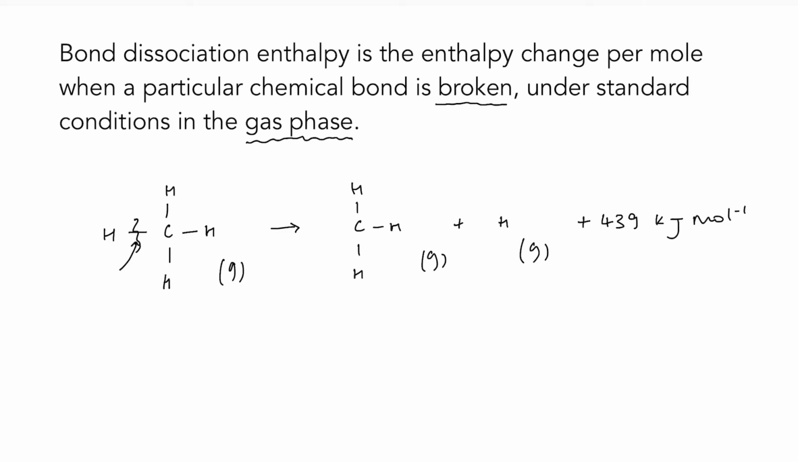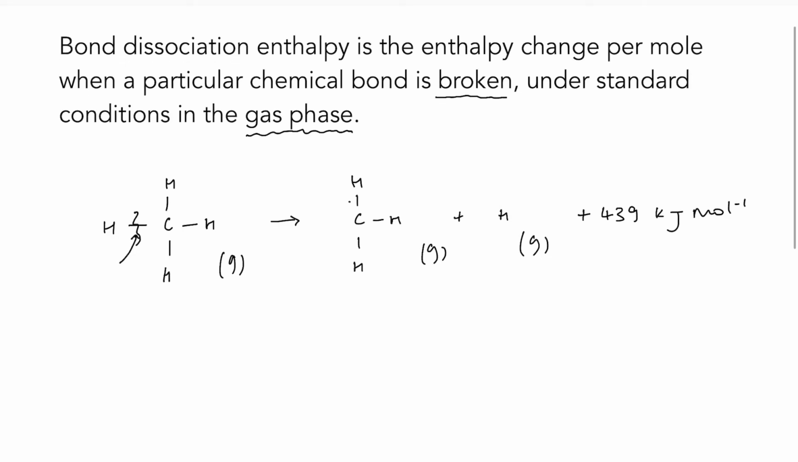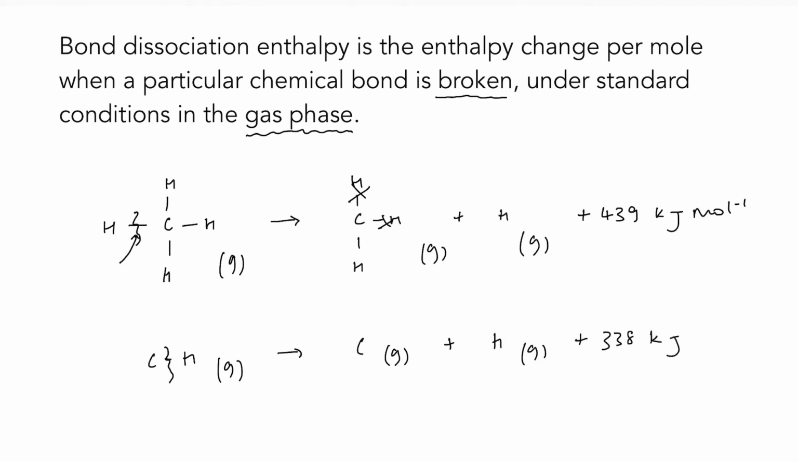And yet, if I pluck off the next couple of hydrogens, so I'm left with a carbon HCH, and then I break this carbon-hydrogen bond to form carbon in the gaseous phase and hydrogen in the gaseous phase, the amount of energy it takes to break the last carbon-hydrogen bond in methane is plus 338 kilojoules per mole. There's a difference of 100 kilojoules per mole.